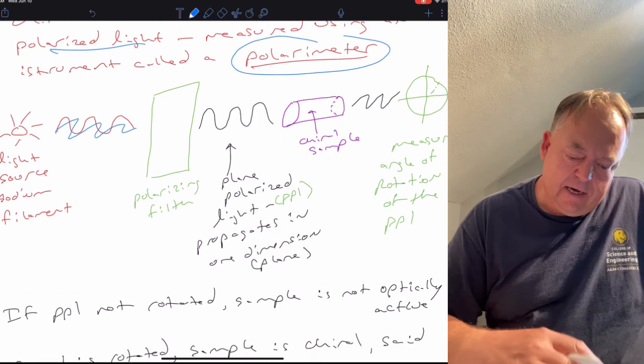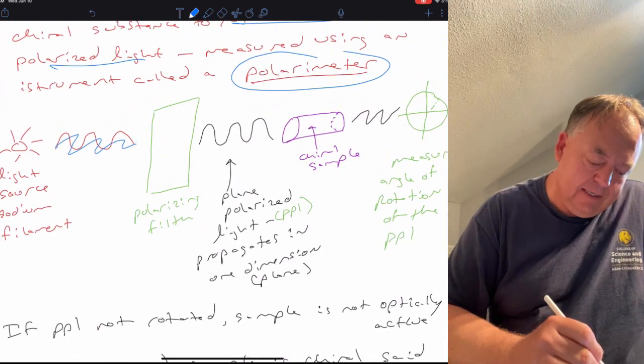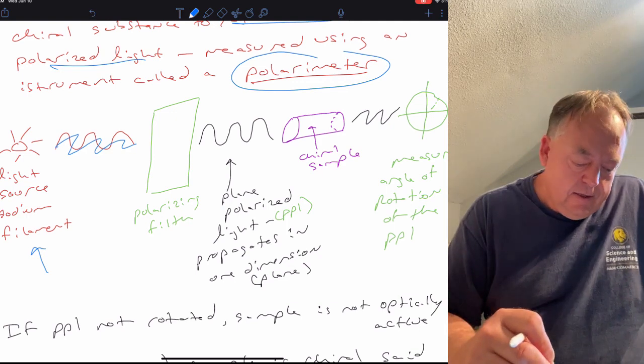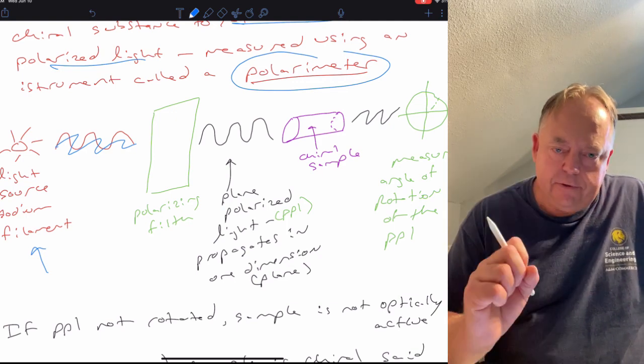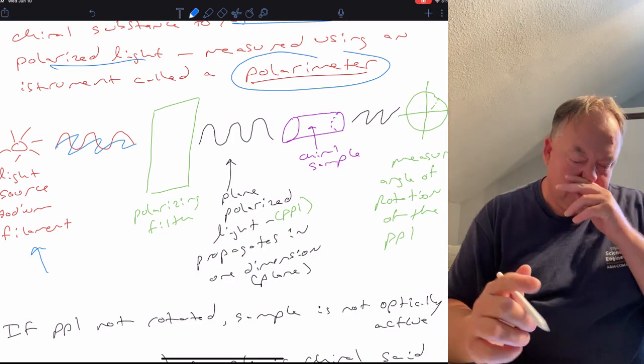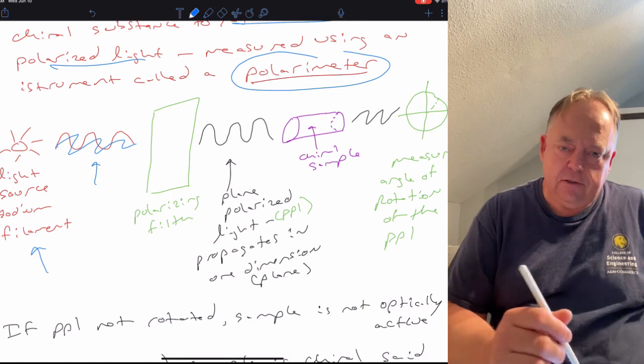So this is basically how a polarimeter works. You have a light source. Usually it's a sodium filament, like in some light bulbs. If you heat sodium up to a high enough temperature, it will give off light. And it will give off light in all dimensions. So this just illustrates two dimensions, for example.